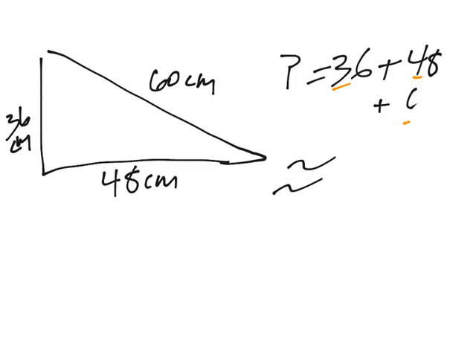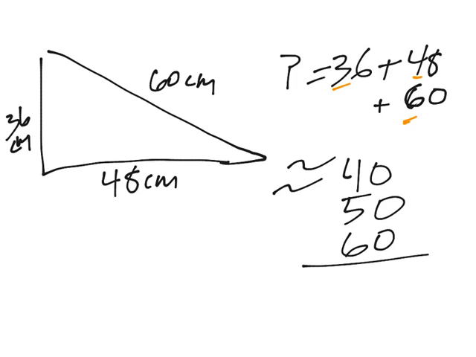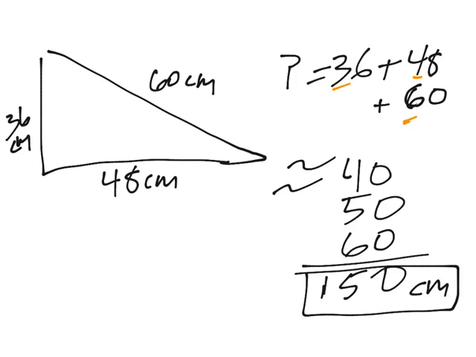Sorry, I kind of underlined both decimal places in that number. So we're going to round to the nearest 10. So 36, the 6 makes that 40, 48, the 8 makes that 50, and 60 is already a nice round number. And so let's see, 6 plus 4 is 10, another 5 is 15, and the units are centimeters.